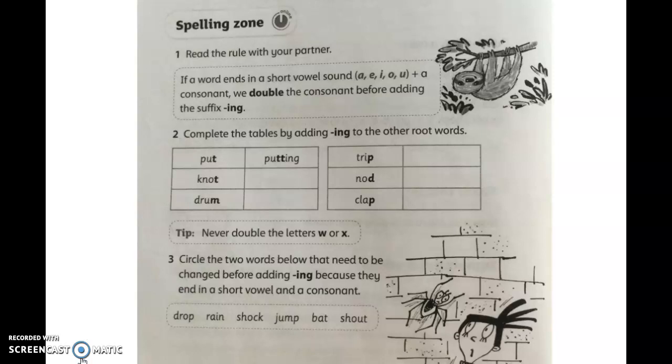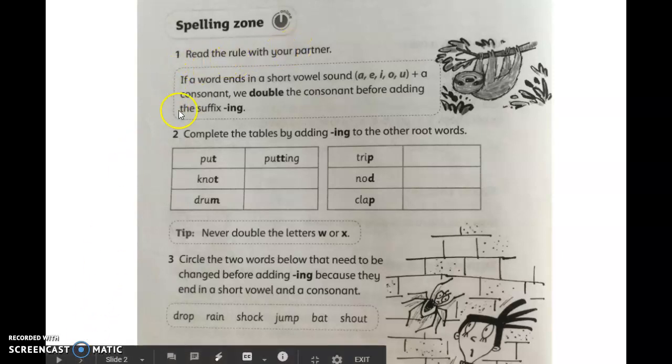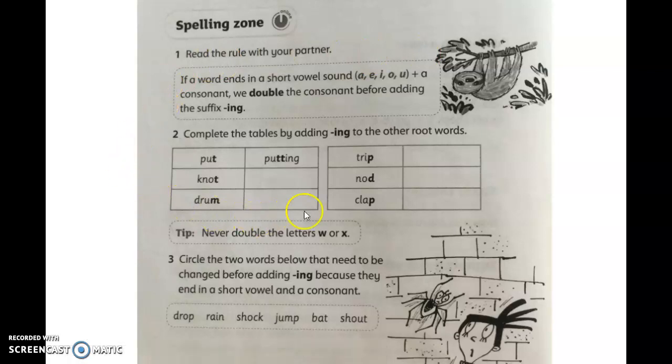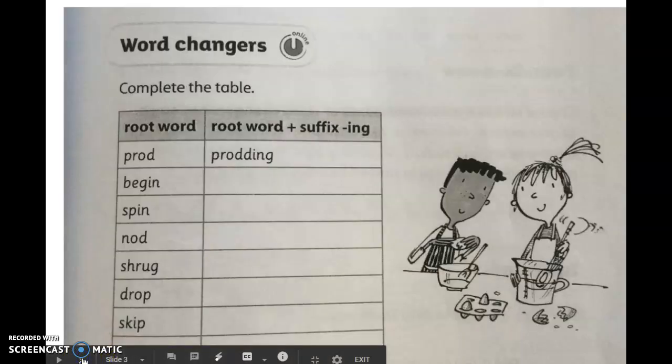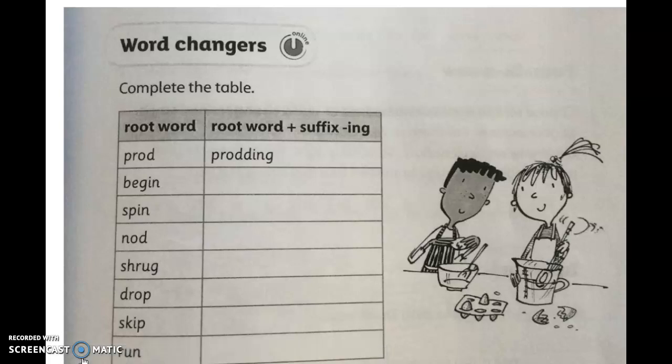on with your work. So you've got a spelling zone activity here, okay? It tells you the rules on the page, okay, to remind you, and then you've got an activity to do here. Look at these bits here where it tells you about the tips. You might have some tips, okay, because remember that sometimes the rule doesn't apply to certain words or letters, okay, and here the tip is never double the letters W or X, okay, and then you've got another activity at the bottom, and then again you've got a word changer activity.